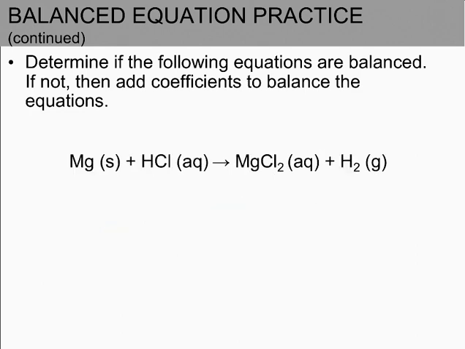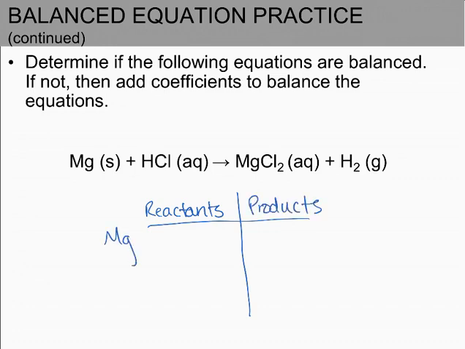All right, now for the second equation. So we've got reactants on the left and products on the right. So starting with magnesium, it looks like we have 1 on the left and 1 on the right. And then hydrogen, we have 1 on the left and we actually have 2 hydrogens on the right. And then for chlorine, it looks like we have 1 on the left and 2 on the right.